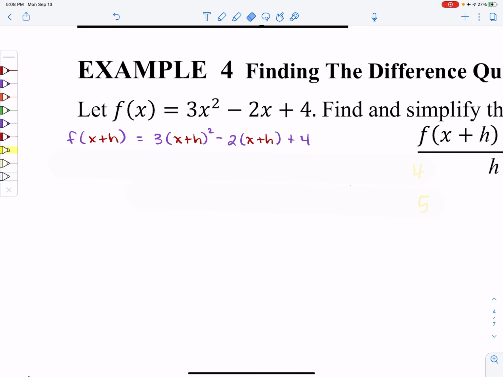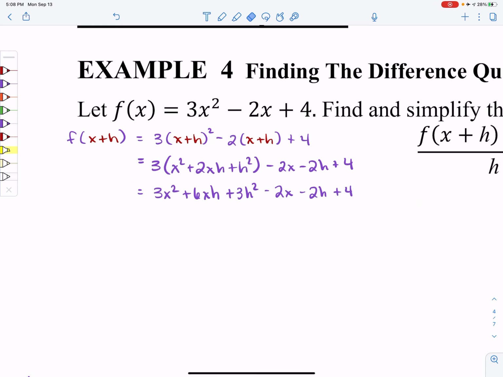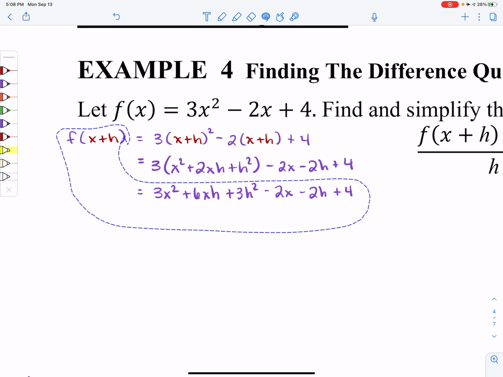Now, the rest of what I'm going to show you is just the cleanup of this. So I want to FOIL, and then after I FOIL, I'll distribute. Okay. So there's the foiling. This piece here, this is where I distributed the negative 2. And then last but not least, we'll combine any like terms that we might have. Distribution and combining like terms. So then that means that f of x plus h is this big old long thing.